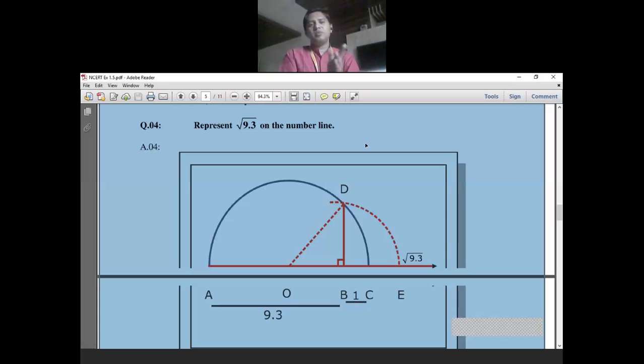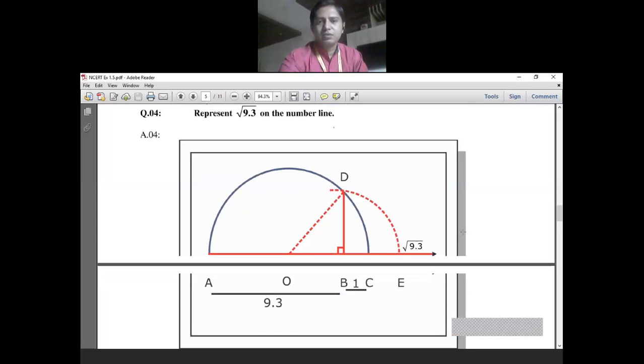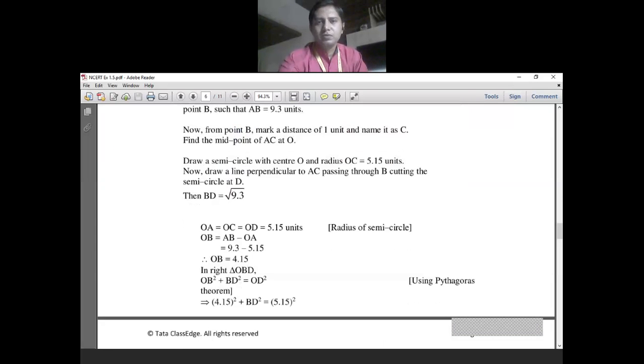From point B, we'll draw a perpendicular. This perpendicular meets the semicircle at point D. The length of this BD will be √9.3. Taking B as center and BD as radius, we'll cut an arc which intersects the number line at point E, and we'll consider B as 0, C as 1, and the number line starts with point B. So the length BE will represent √9.3 on the number line. This is the justification for the same, as we already discussed during the class.